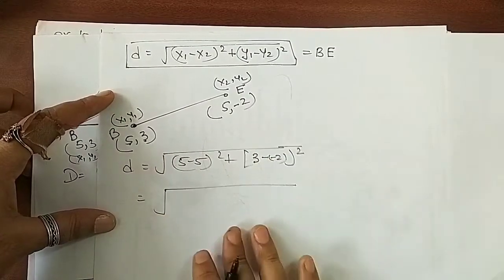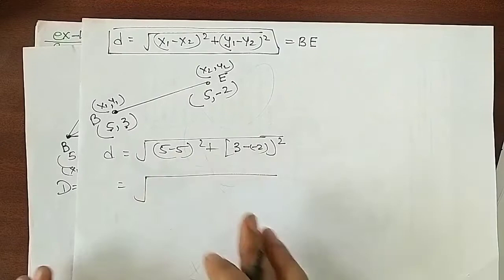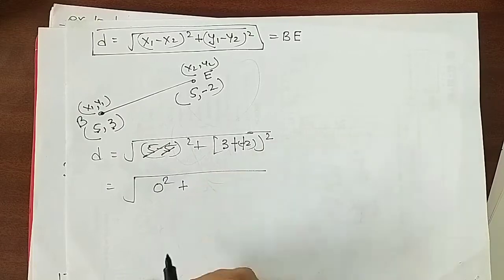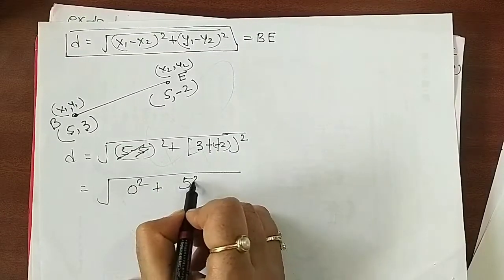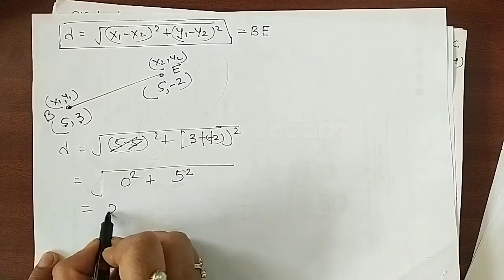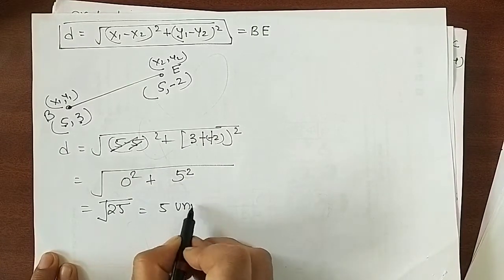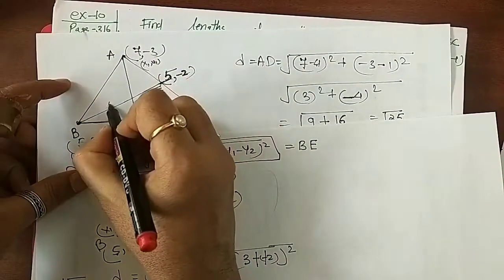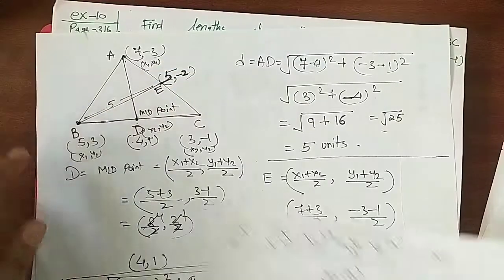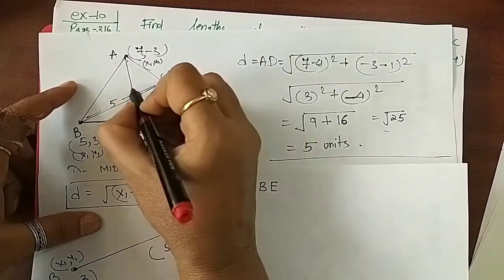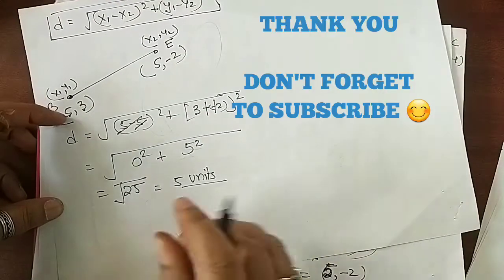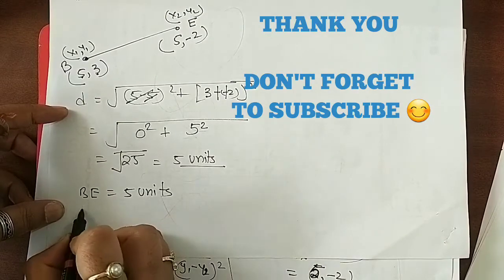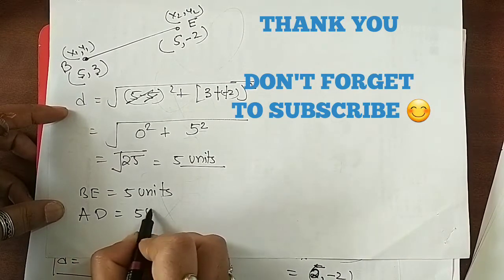Now let me solve it. What is 5 minus 5, guys? 0 only. So this is 0 square. This minus will become plus, so this will be 5 square. So can I write root 25, which is nothing but 5 units. So this median BE is also 5, and AD was already 5. So this is my final answer. Understood? BE is 5 units and AD is also 5 units.